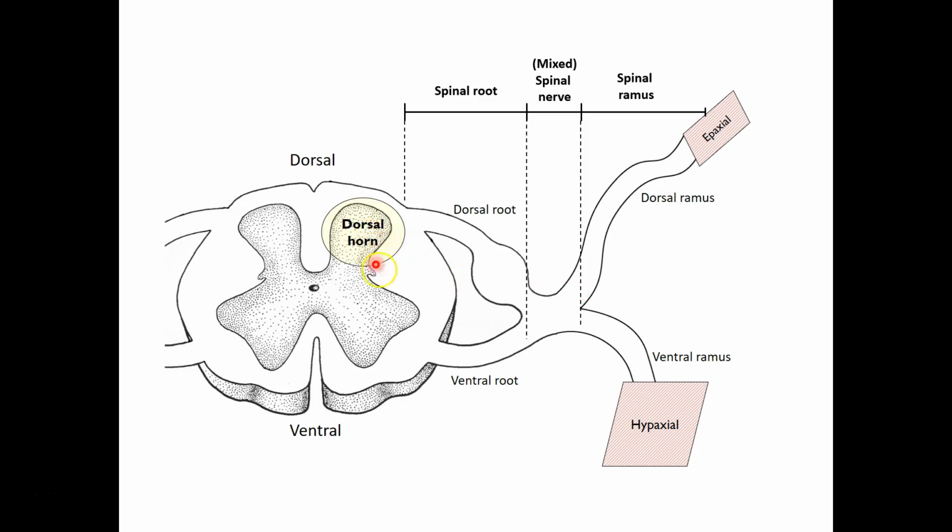If we go back to the spinal cord itself, within this gray matter, we have these different regions that we call horns. And so there's a dorsal horn, and there's also a ventral horn. And these are important because they house cell bodies, and we'll talk about what cell bodies are in just a minute.